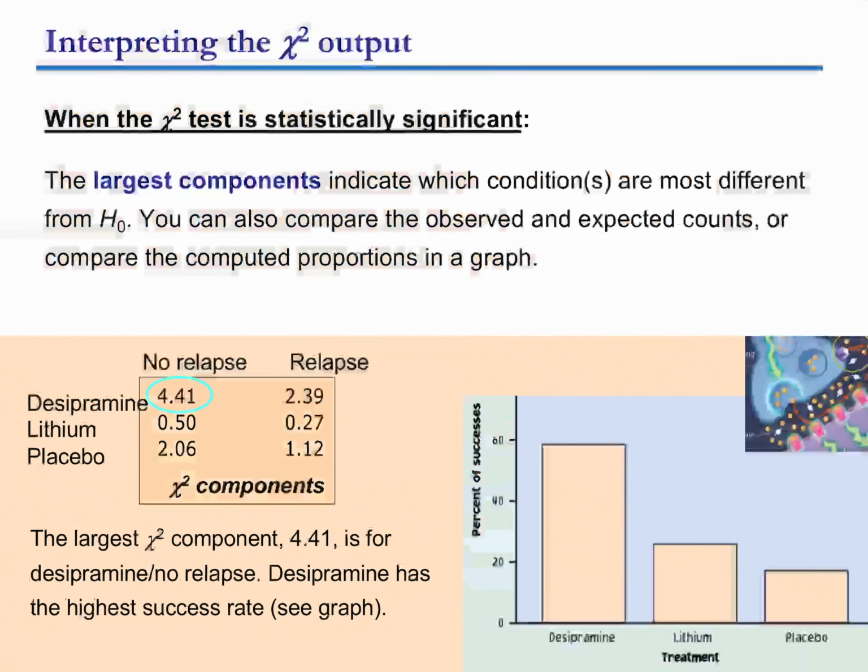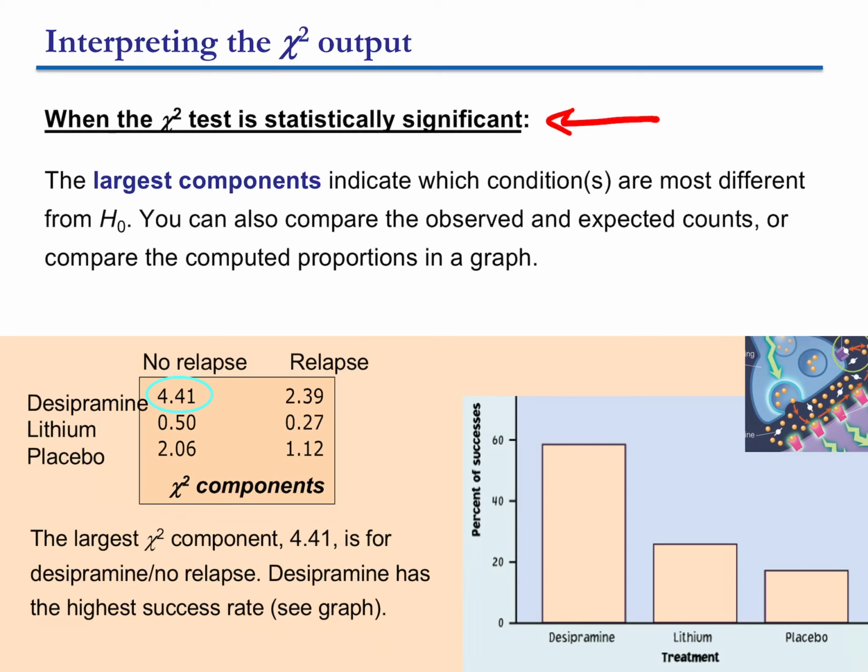And so now let's talk about interpreting our chi-square output. This is something that you need to do in your Minitab outputs when you do chi-squares in Minitab. When our chi-square test is statistically significant, in other words, when we have rejected our null hypothesis, we want to look at the components. The components of this chi-square are each of those, in our drug example, each of those 6 calculations that we add up to get our chi-square value. The largest of those components will usually indicate what conditions are most different from what we expect, most different from our null hypothesis. We can also look at those on a graph.